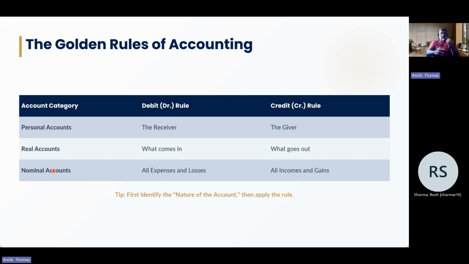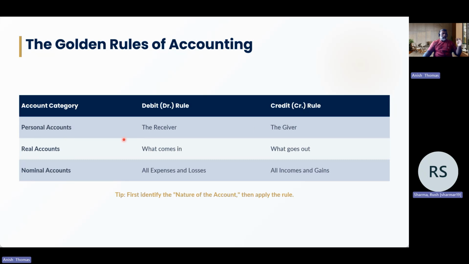For example, I borrowed money from Rushit. So in this scenario, Rushit is the giver. So Rushit's account should be credited. And I am the receiver, but then it is my books of accounts, so I won't have my own account in my books of accounts. But I'm getting something from you in the form of cash. So cash is a real account, and for real accounts, the rule is debit what comes in, credit what goes out. Cash is coming in for me, so I'm going to debit cash, and credit the giver. In this example, Rushit is the giver, so it is credit Rushit. So the entry is going to be debit cash and credit Rushit.